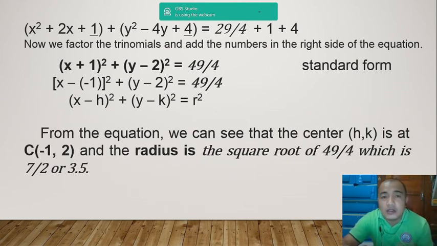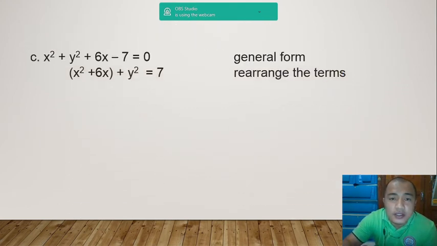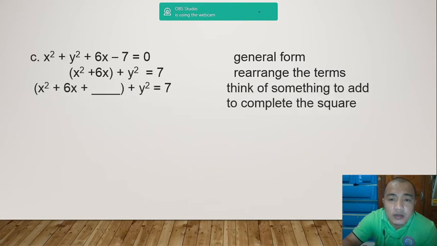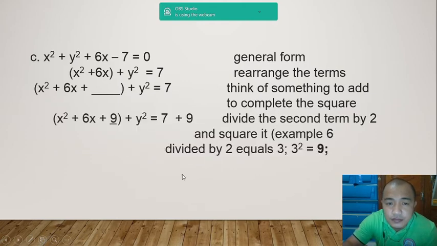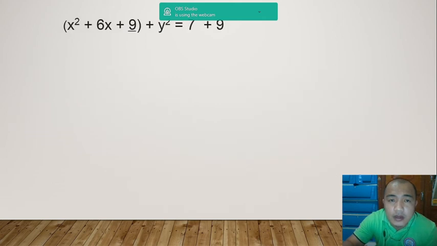No need to graph kasi nandun na yung graph sa number 1, di ba? And of course, letter C, rearrange the terms, x squared plus y squared plus 6x minus 7, transpose negative 7. And then, think of something to add to complete the square. I will add here 9, plus 9 also to 7. Because 6 divided by 2 is 3, 3 times 3 is 9, right? So, yun, 7 plus 9 here is 16.